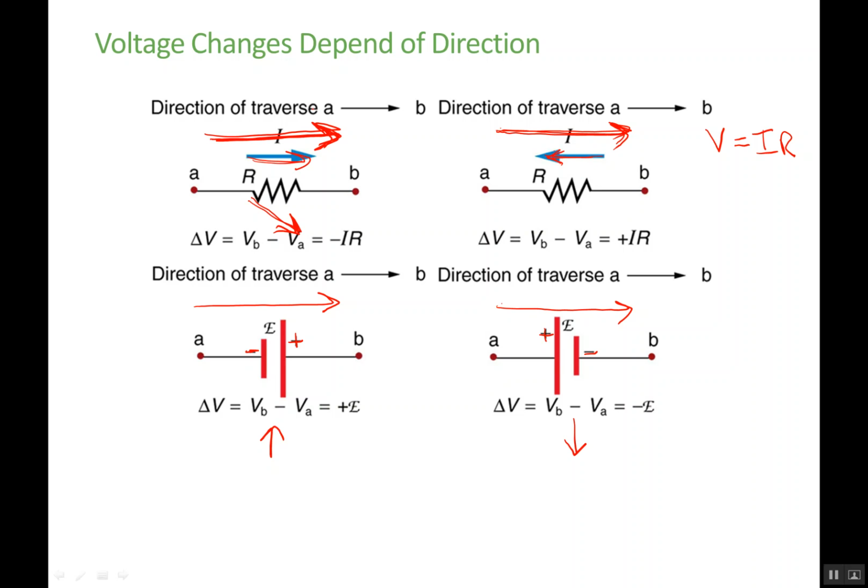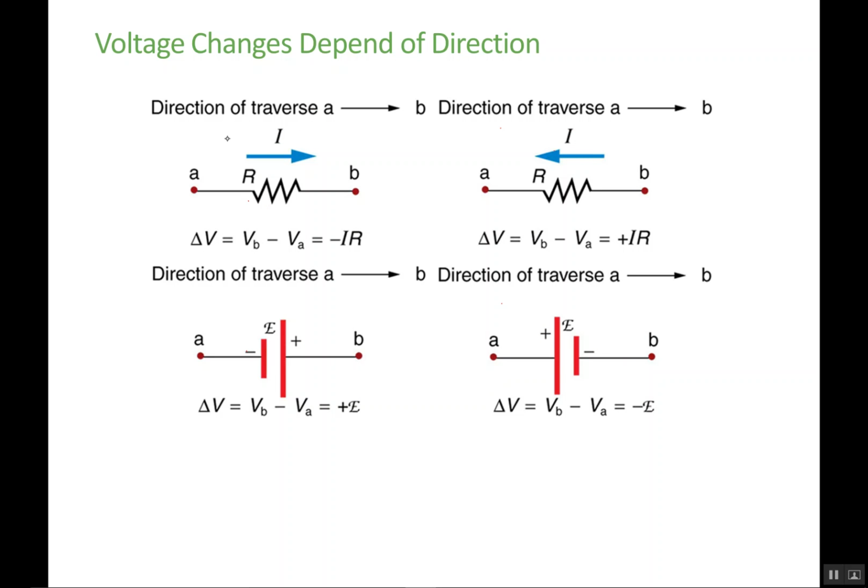Okay, so just to summarize here, if you're traveling around a circuit and you cross a resistor in the same direction the current flows through that resistor, that's going to result in a voltage drop, a negative IR of voltage change. If you cross the resistor in the opposite direction the current flows through that resistor, that's going to result in an increase in voltage, a positive IR change in voltage.